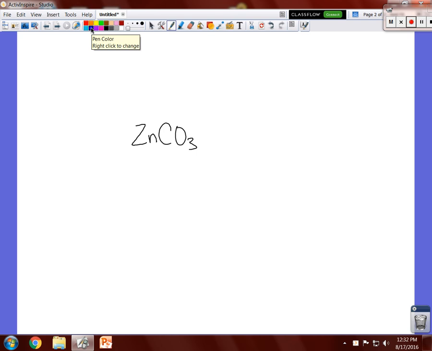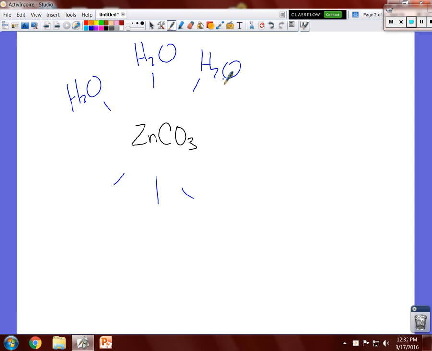When we have a hydrate, that means it has water in the compound, right? So really, in a weird, strange, odd way, that's 6. We've got water surrounding this thing like this. That's what it means. So for every one zinc carbonate, there are 6 water molecules surrounding it. Okay?